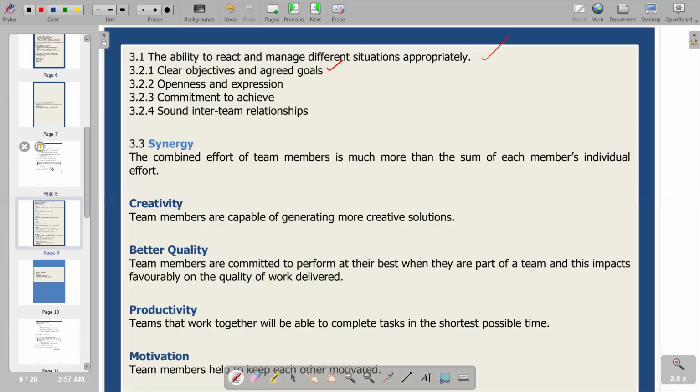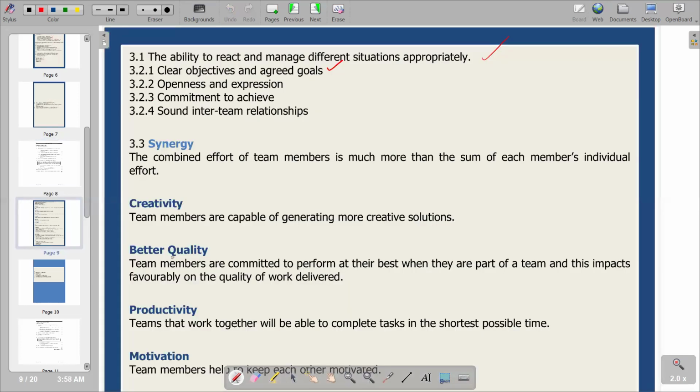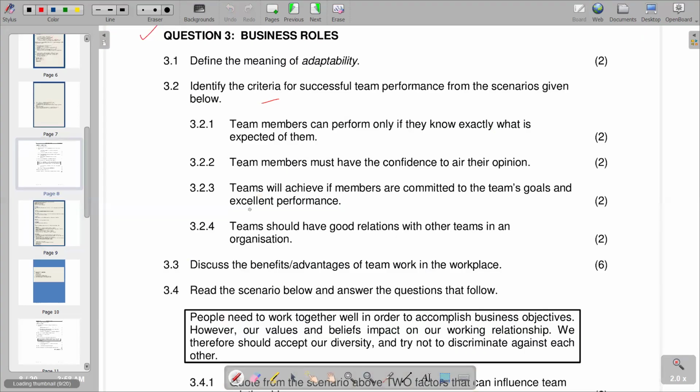So we go to the next one, which is saying team members must have the confidence to air their opinion, and this becomes openness and expression. They must have the confidence to air their opinion. So there should be openness and expression. So that becomes the criterion. So we are saying openness and expression. And we go to the next one. Teams will achieve if members are committed to the team's goals and excellent performance.